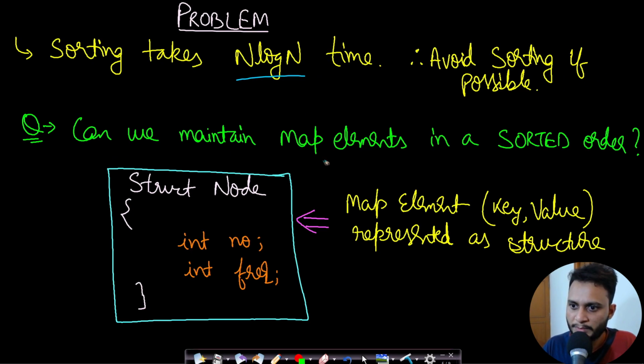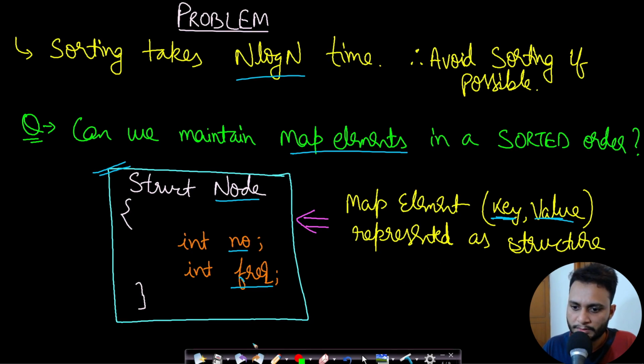Now, can we maintain the map elements in a sorted order? How do we maintain that? Each of the map elements can be stored as a key value pair, which can be formed in the form of a structure. Key was nothing but our unique element, and value was nothing but its corresponding frequency. We can just form a structure, and its name is node. We will be using it.